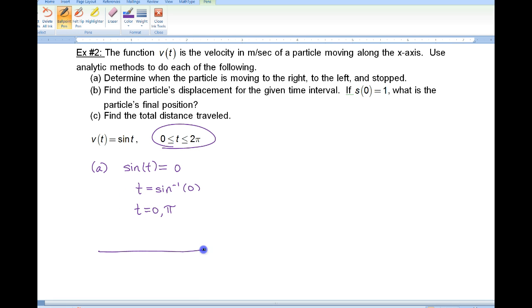Okay, so on my number line, I have 0, pi, and 2 pi. Again, this is my velocity function, so I haven't done any antiderivatives or anything. I started with velocity, we set it equal to 0, so basically we know it stopped at 0 and pi, but we want to see what's going on in between these values. So pick a number between, say, pi over 2. What's sine of pi over 2?